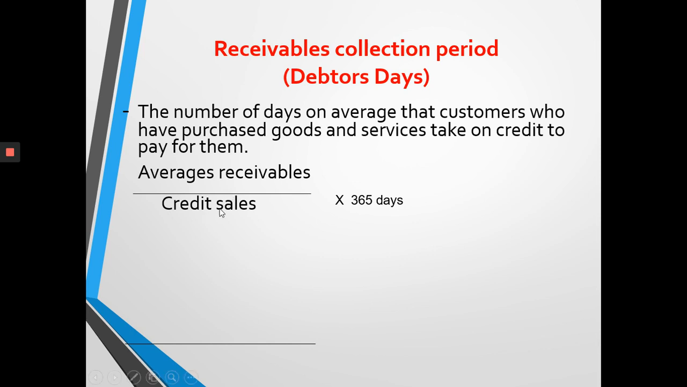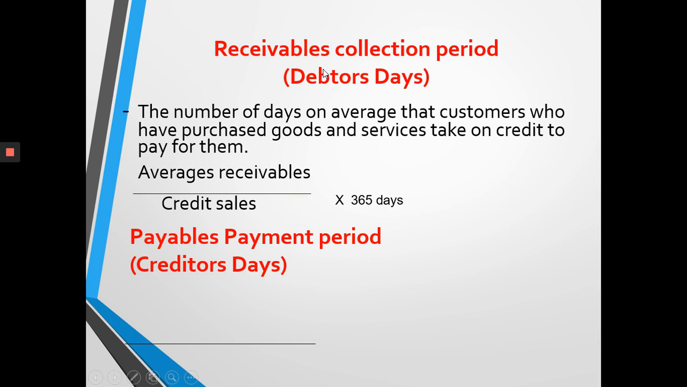Why here specifically credit sales? Because you don't want to include those which have cash sales, right? You only take credit sales. So if there is no differentiation saying credit sales how much, cash sales how much, then you just take total sales. So receivables divided by sales times 365 days will give you debtor days. How long on average customers are taking to pay for the services or goods they have got from a company.